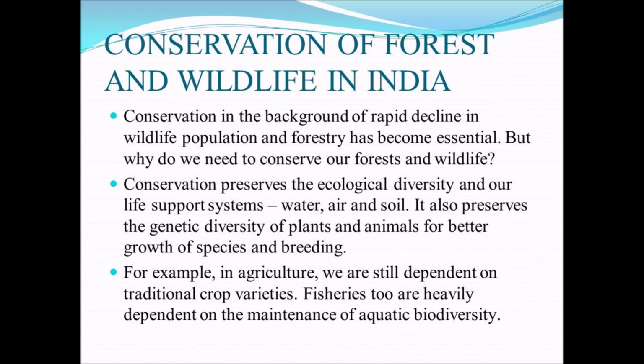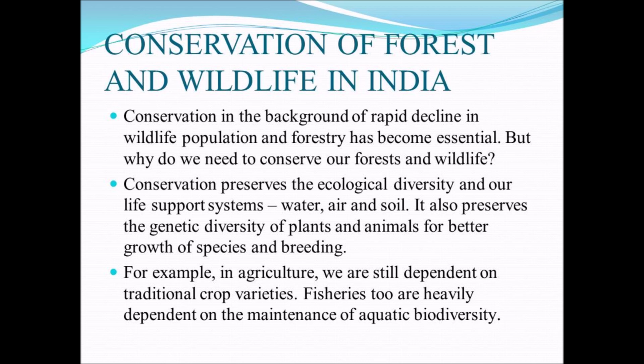You may have a question: why do we need to conserve our forest and wildlife? We need to conserve our forest and wildlife because they preserve the ecological diversity and our life support system, that is water, air and soil. And they also preserve the genetic diversity of plants and animals for better growth of species and breeding.